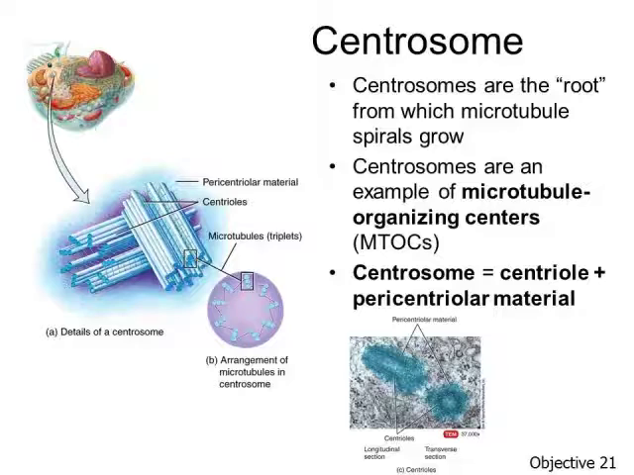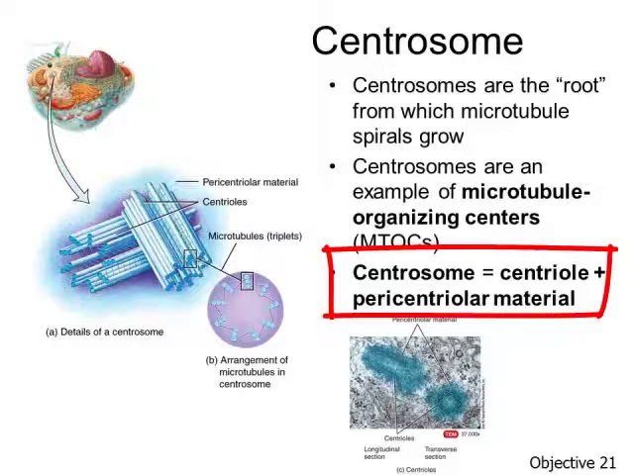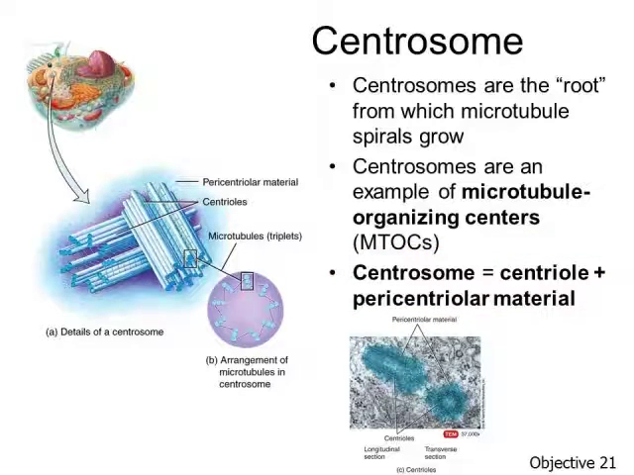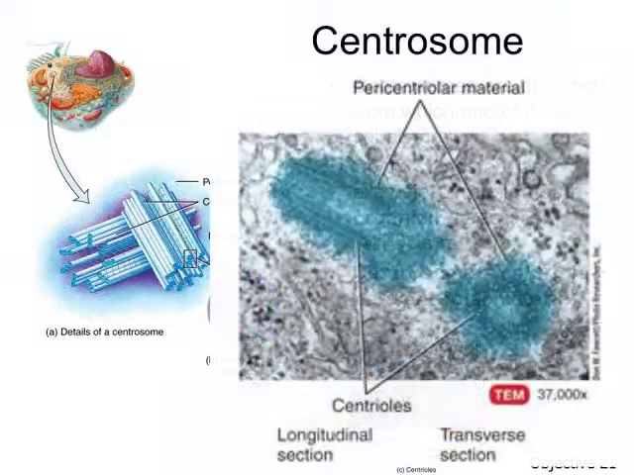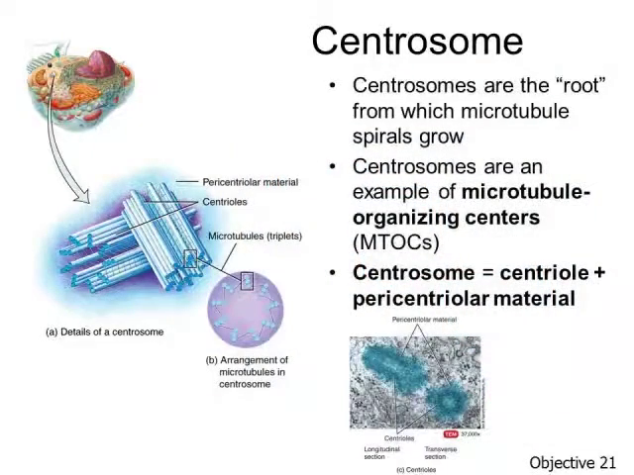Now, when we add together the centrioles plus the material that's around the centrioles, and the name we use for that is pericentriolar material, then we call that whole structure a centrosome. So a centrosome is an organelle which gives rise to the microtubules, which are part of the cytoskeleton. So we're considering it with these structural organelles. And these serve as a construction site for the microtubules.